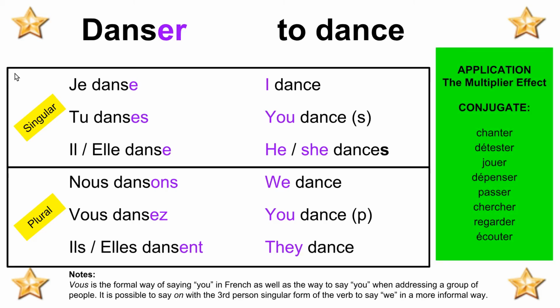The great thing about this rule is that you can apply it to many, many other verbs as well. As I said earlier, regular ER verbs are the most common types of verbs in French. So understanding how they work is really, really important. These 8 verbs all follow the same pattern as danser. Chanter, to sing. Détester, to hate. Jouer, to play. Dépenser, to spend money. Passer, to spend time. Chercher, to search or to look for. Regarder, to watch. And écouter, to listen. The process for applying to danser, you can apply to any of those 8 verbs, and it works exactly the same way.